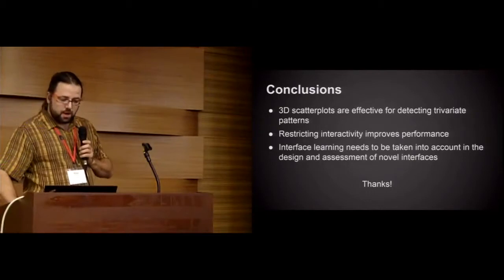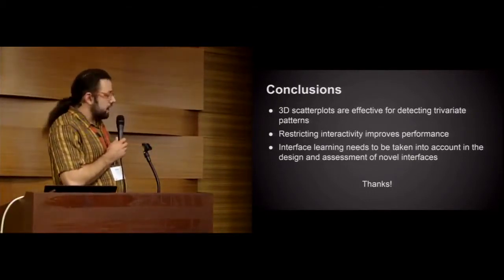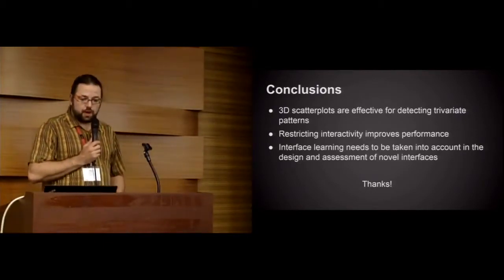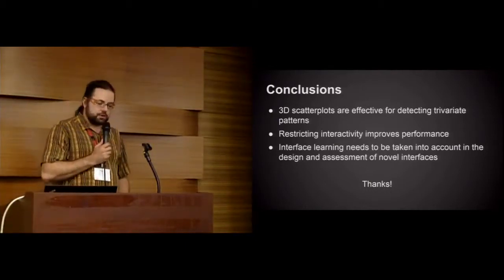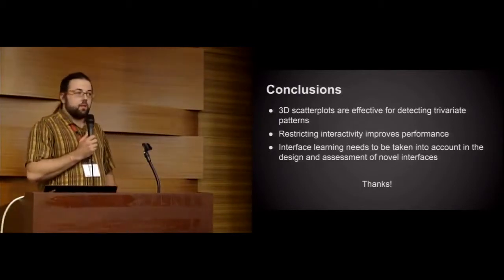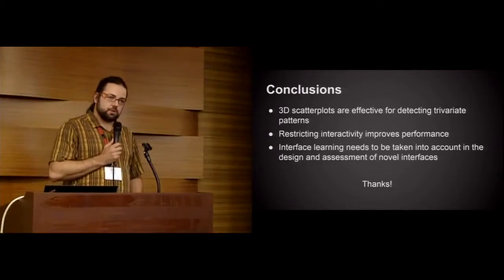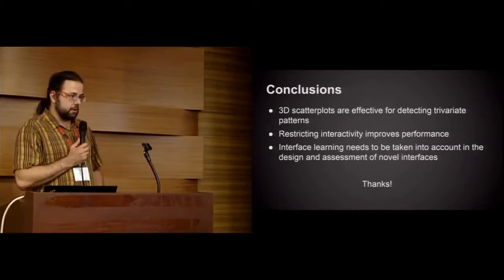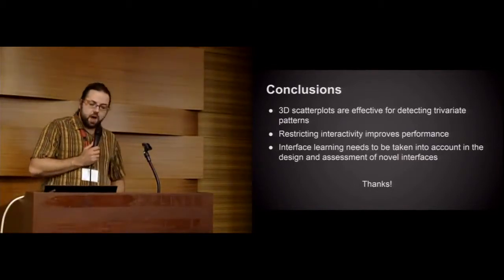So, to conclude, the take-home message is basically that, yes, we can show that 3D scatter plots are actually a useful and effective tool for detecting trivariate patterns. If you want to look at your data this way, it's a good idea to do so. We found out that restricting interactivity, in some cases, improves performance. So having the fancy 3D 6 degrees of freedom controller might not always be a good thing. It might be flashy, but not actually efficient.